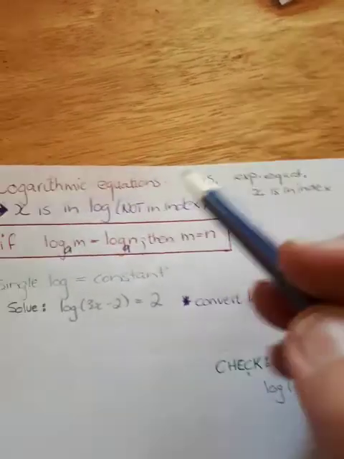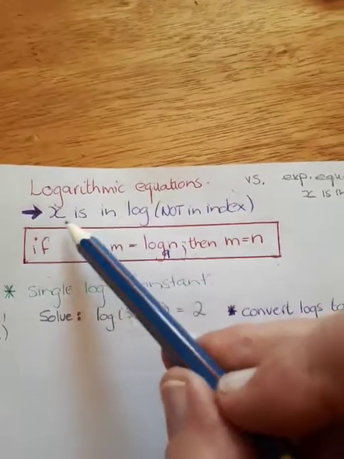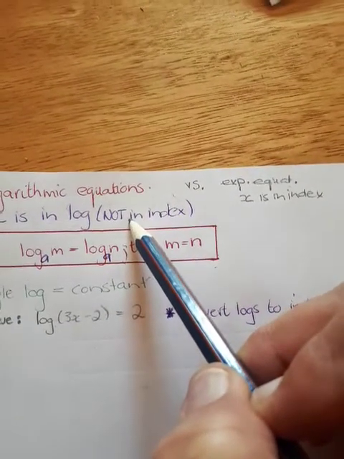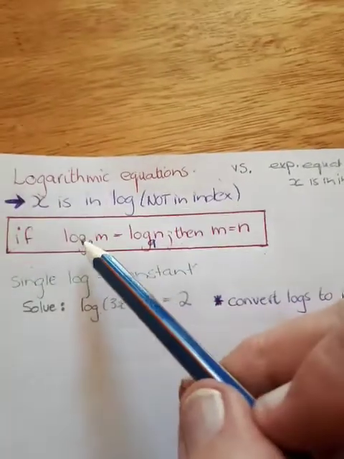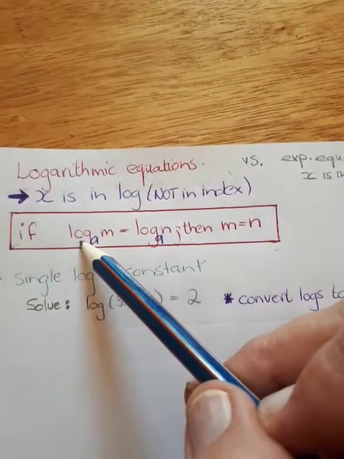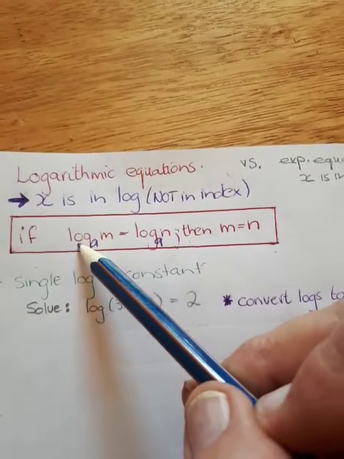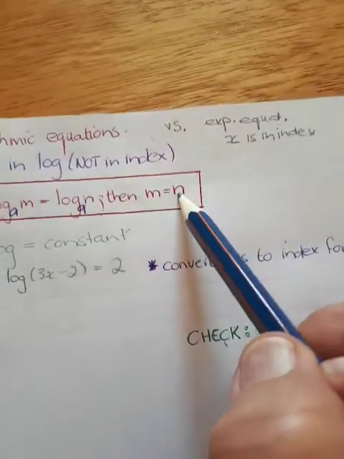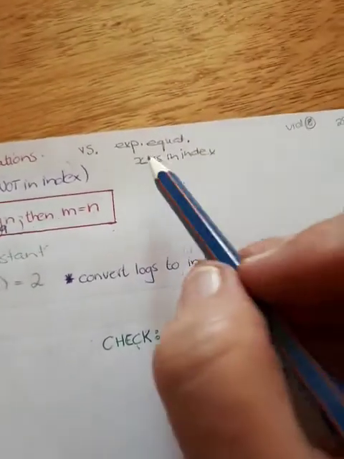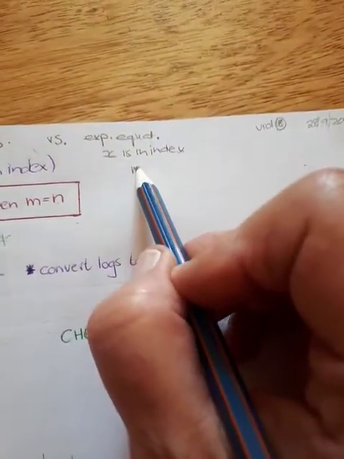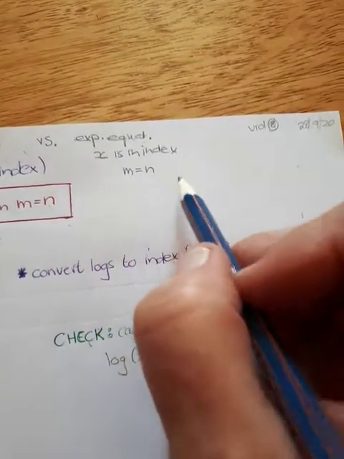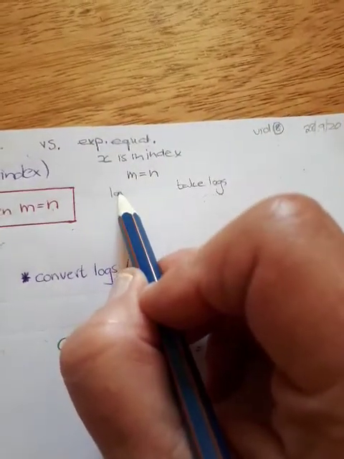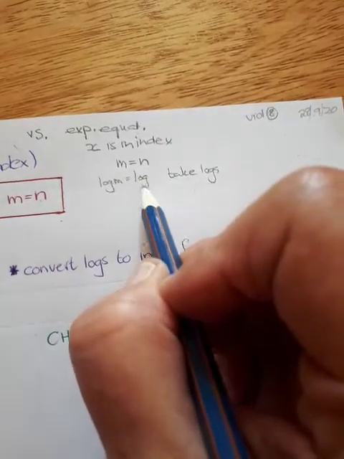Okay? And compared to logarithmic equations, here the x is in the log. It is not in the index. Then the second difference is that in logarithmic equations, you will be given the log, and we apply the log of m equals log of n, then m equals n. And in exponential equations, we actually start with m equaling n, and then we take the log. So we change to log format. So that becomes log m equals log n.